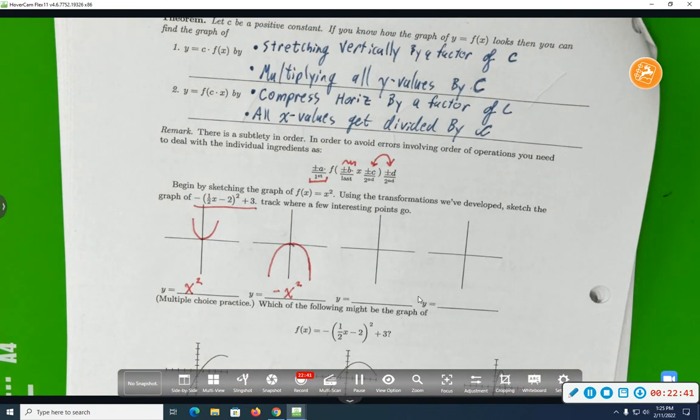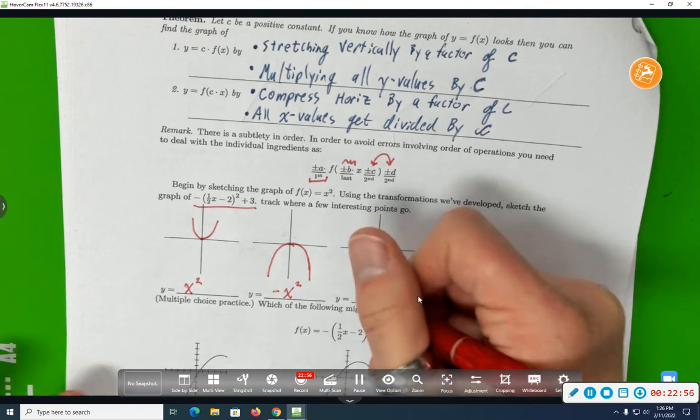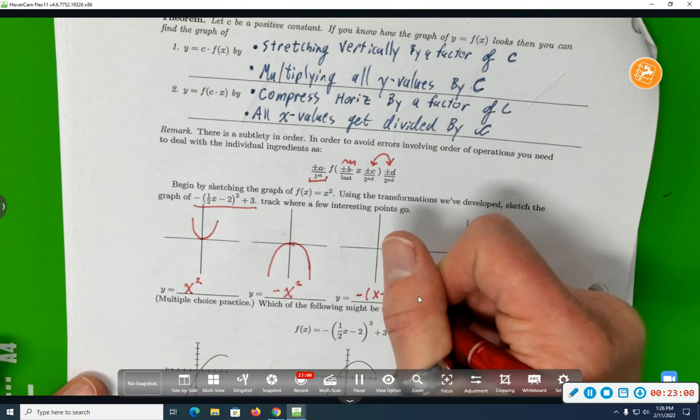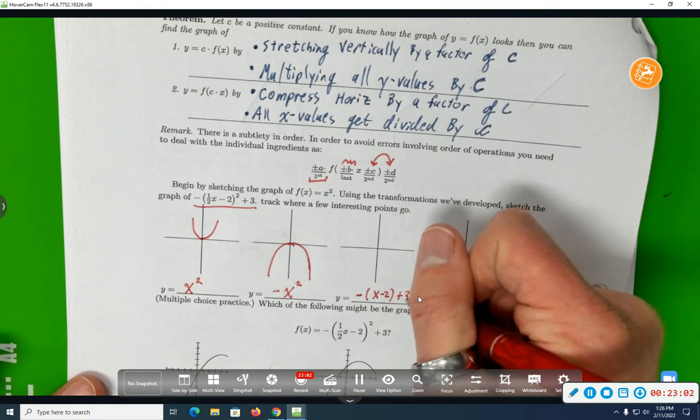All right, what should we deal with next? The -2 or the +3? Yes, both. Since I only have 4 spaces, I'll do all of the shifting. So I'll try to get negative (x minus 2) plus 3.